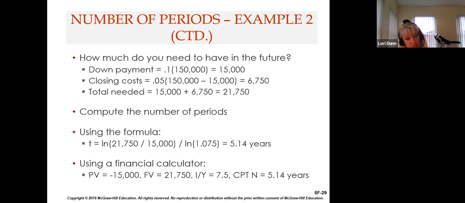And we said closing costs are determined on the value of the loan, 5% of the loan. So 5% of $135,000 is how much you will need in addition to your down payment to cover all the costs. So how much will you need in total? $21,750. So how long will it take the amount of money you currently have, present value of $15,000, to accumulate to the future value you will need, $21,750. Now we could use our formula.